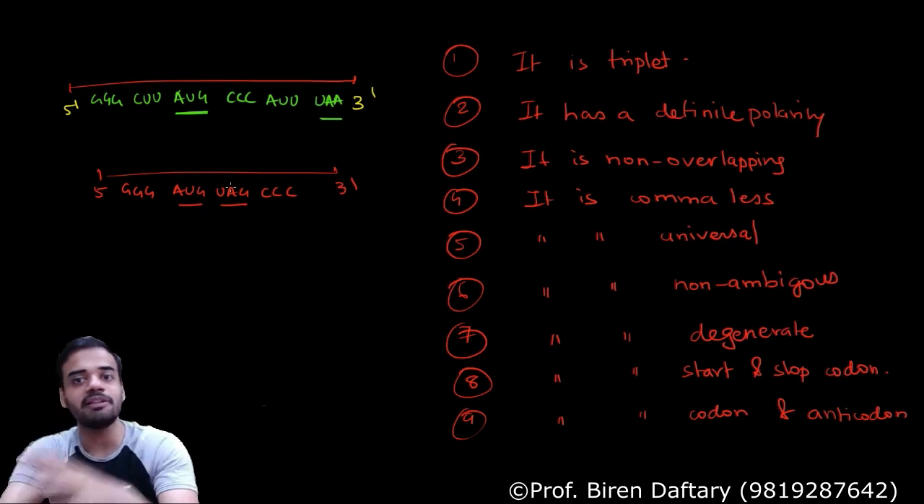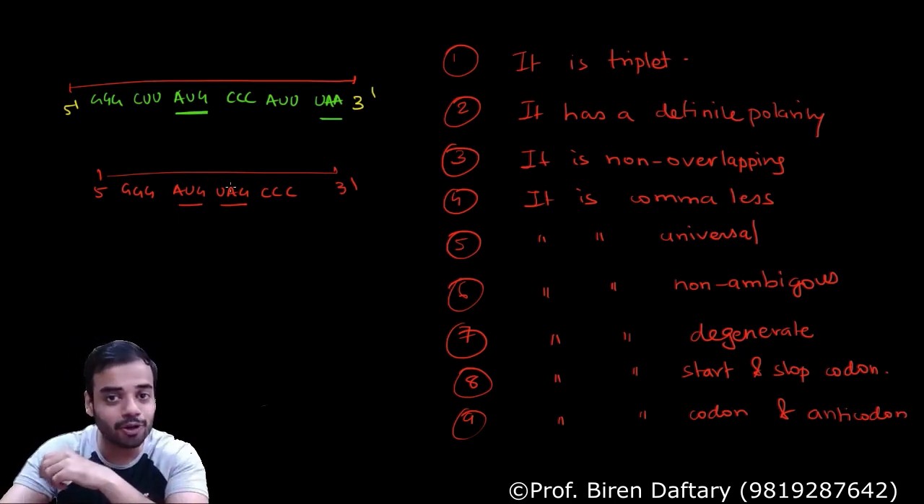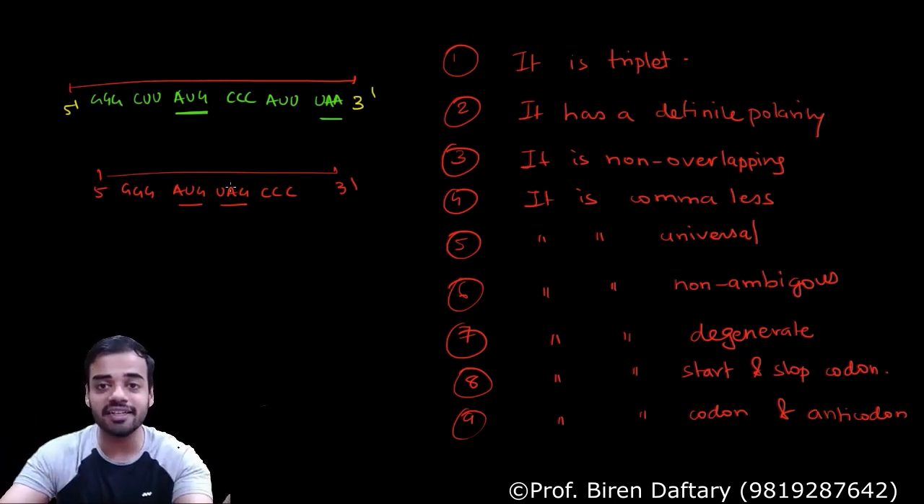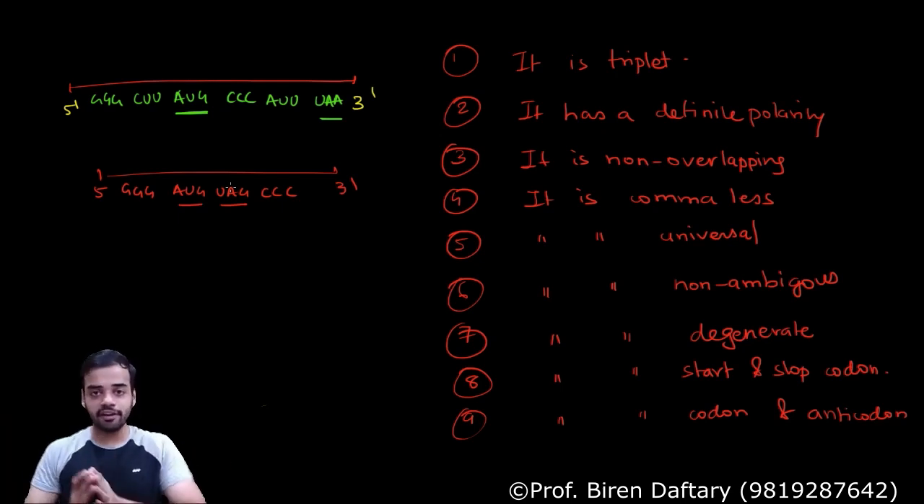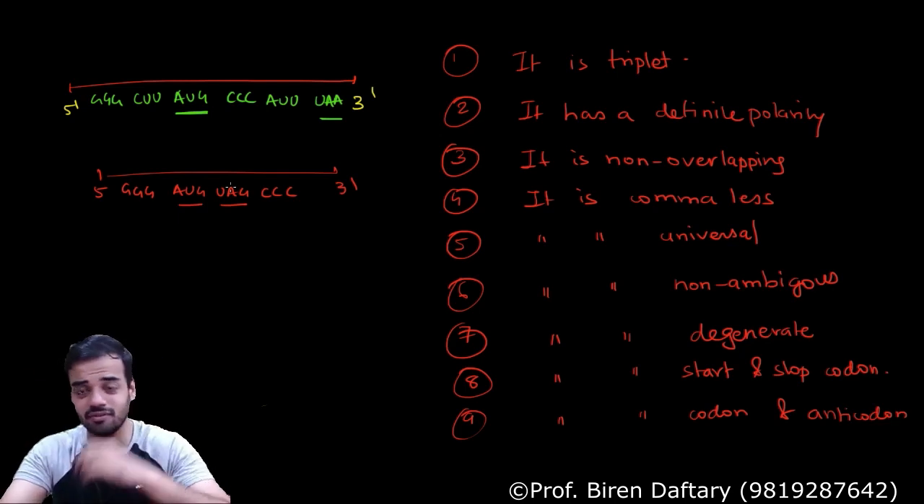So codons which are present before the start codon and codons which are present after the stop codons are of no use, and they do not get translated into a polypeptide chain, so they are called the untranslated region, UTR. Again, this I will teach you during translation. So friends, in today's lecture, what did you learn?